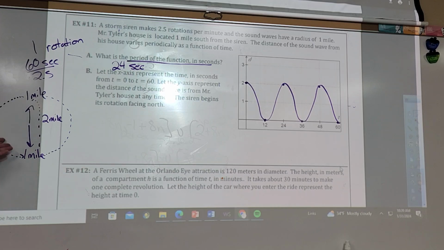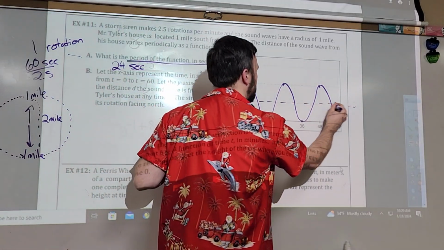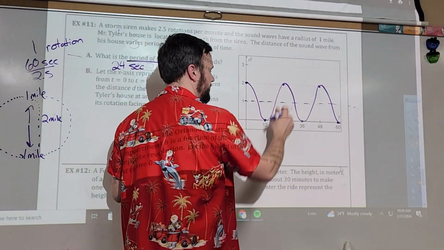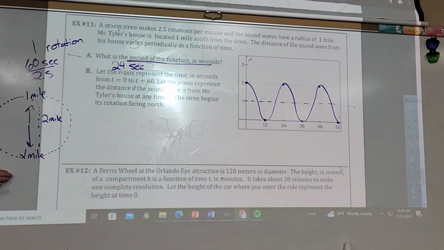Now, did I have to do this picture to graph it? No. My amplitude is 1, right? Because it's a mile. But then this would have been my midline, right? So I would have went a mile up, down, and then it's 24-second period. I like to think about what's actually happening, though. That helps me graph it. You know what I mean?